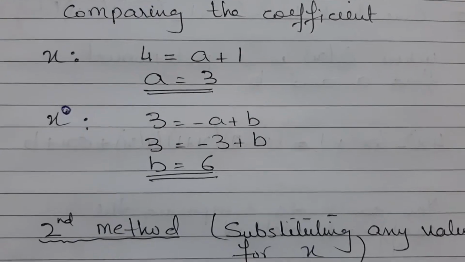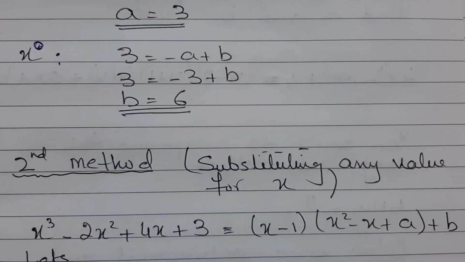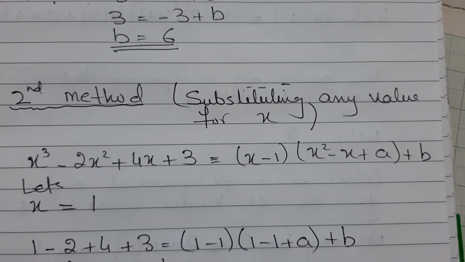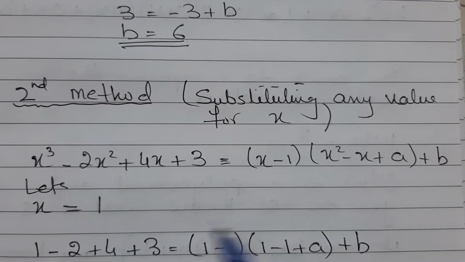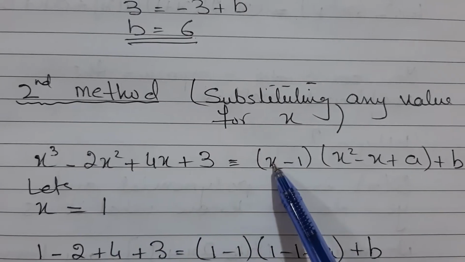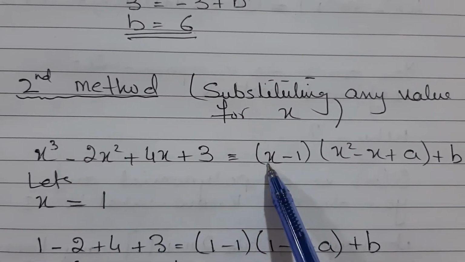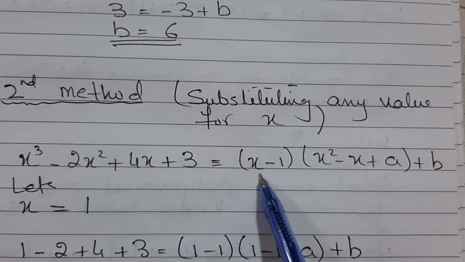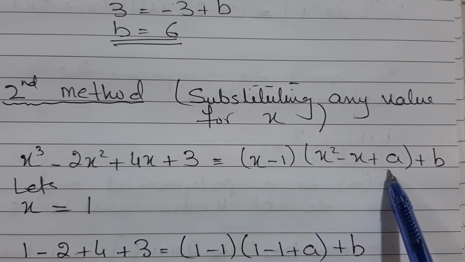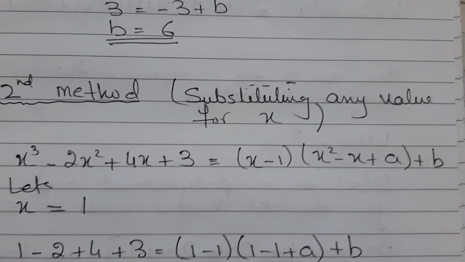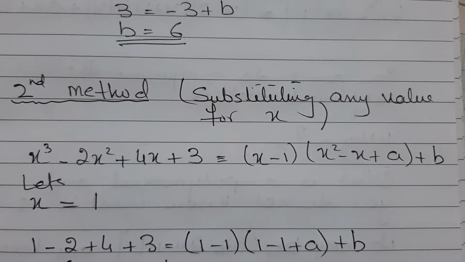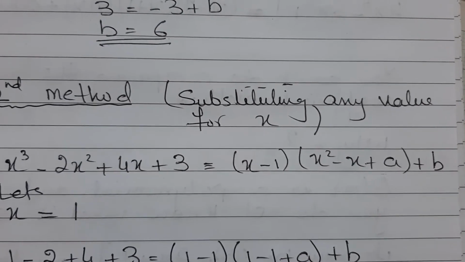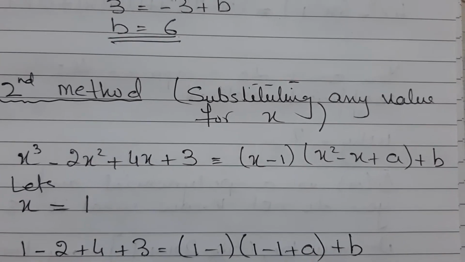Now let's see the second method, which is called the substitution method, and I can substitute any value of x. Okay, so now first of all I'm substituting 1. The reason is when I put x equals 1 here, 1 minus 1 will be 0, and 0 multiplied by anything is 0. I will be left with b. If you pick any other value, you can solve then also, but it will be a little lengthy. I will show you in a while.